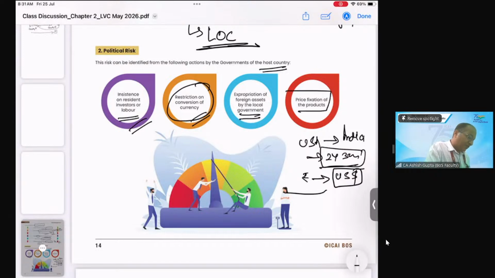Price fixation of the product. Sometimes the government says, okay, you cannot charge a price more than this. So these kinds of restrictions or actions of the government are basically a beginning, and we have to be very conscious. If some indicators are there, then we have to take some measures to combat this.